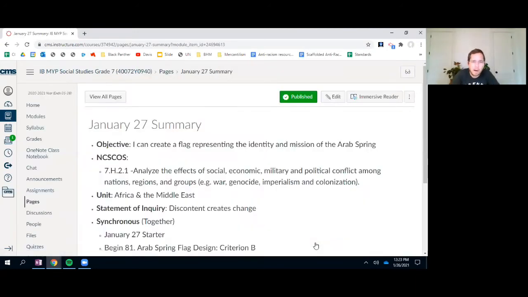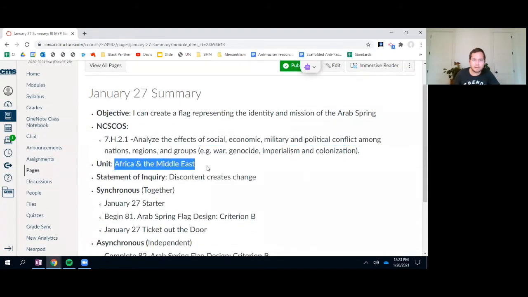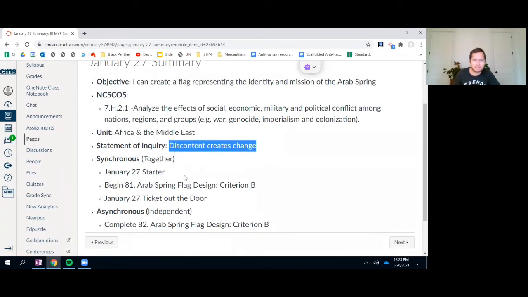Okay. So our summary today. Again, we're getting closer to the actual creation of the flag. We're getting into criterion B today. But our overall objective for this mini unit is to create a flag representing the identity and mission of the Arab Spring and analyze the effects of social, economic, military, political conflict among nations, regions, and groups. We're still in Africa and the Middle East. Discontent creates change is our statement of inquiry.